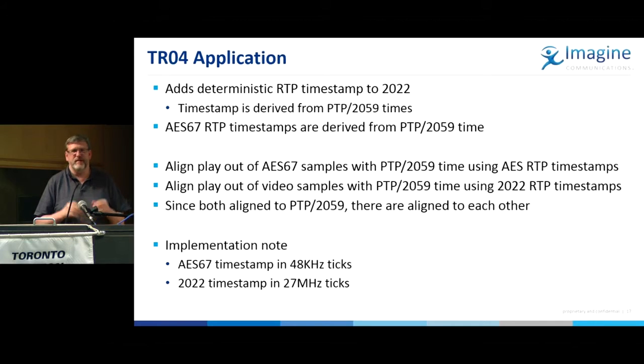Now, when it comes to doing the implementation, there are a few little annoyances. The RTP timestamp for audio is in 48 kilohertz ticks, and it wraps as a 32-bit number that rolls over. The video is in 27 megahertz ticks, and it again rolls over at 32 bits. So you can't just line them up. Logically, you say, oh yeah, we just line up the timestamps. But when it comes to the implementation, it's a little more messy. Logically, that's what you're doing, but from an implementation point of view, it's more subtle and tricky.